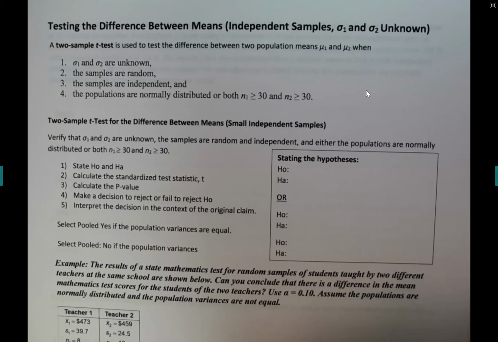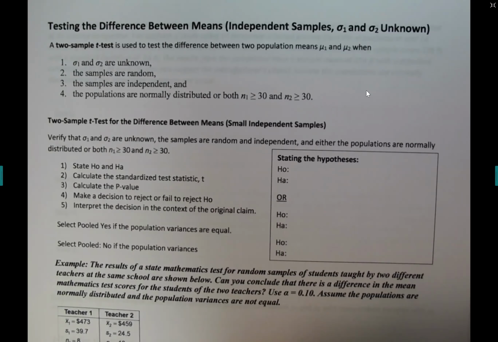A two-sample t-test is used to test the difference between two population means, mu1 and mu2, when sigma 1 and sigma 2 are unknown. What does that mean, guys? It means S1 and S2 are given instead. It has to give you standard deviation. The samples are random, just same condition as previous one.